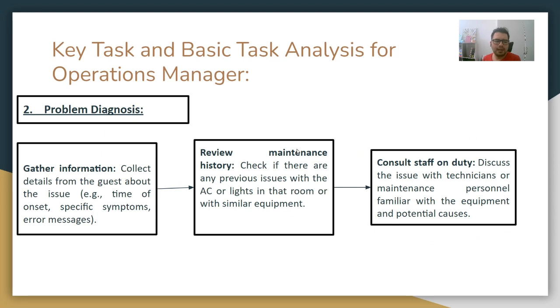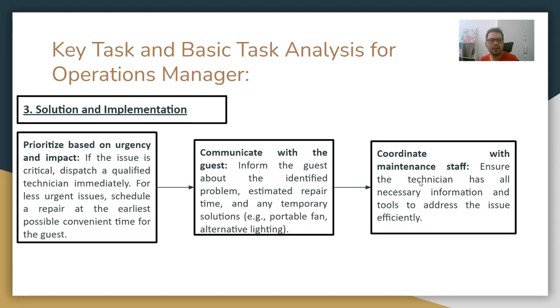The next stage is the problem diagnosis. First, gather information: collect details from the guest about the issue. Then review maintenance history: check if there are any previous issues with the AC or lights in the room or with similar equipment. And finally, consult staff on duty. Discuss the issue with technicians or maintenance personnel familiar with the equipment and potential causes.